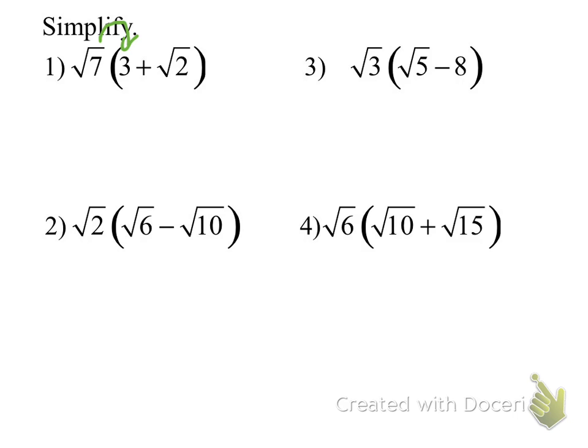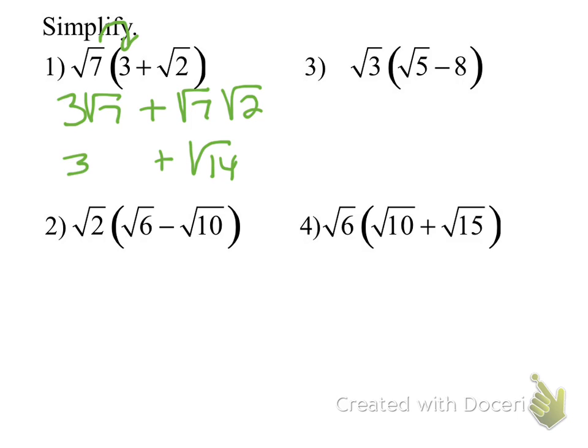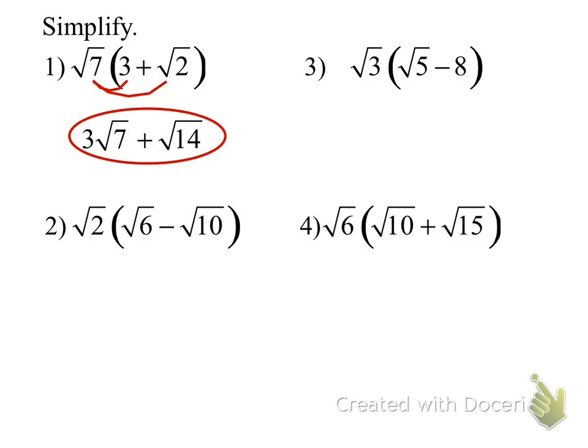Okay, we're doing radical 7 times 3 is, yes, Kevin, 3 radical 7. Plus, next one, RJ. Radical 14. Right, radical 7 times radical 2 makes radical 14. Now, can these be combined? Are they like terms? No, they're not. So this is as far as I go. I cannot combine them. Okay?